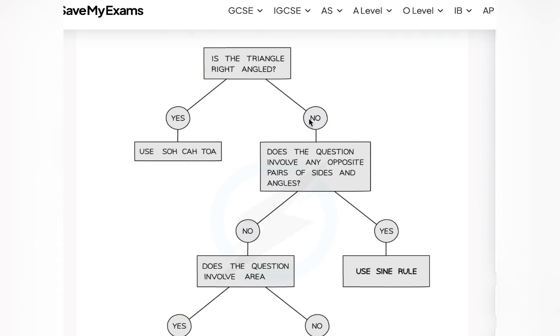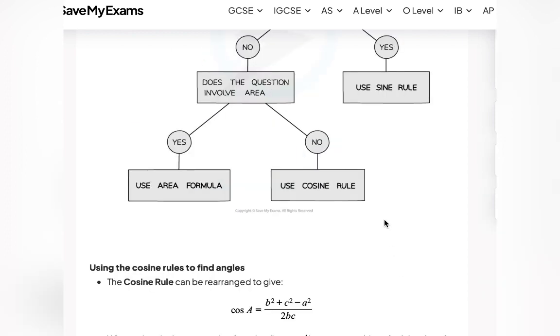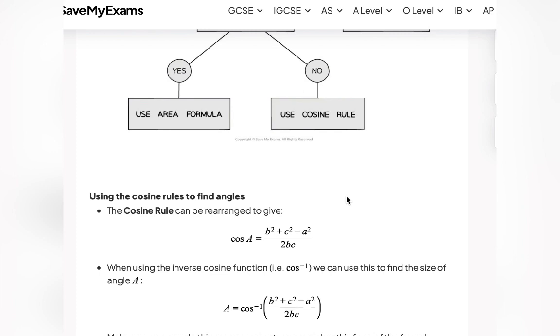Now, if the question is not a right angle triangle, you ask yourself, does the question involve any opposite pairs of sides and angles? If yes, you just use the sine rule. So these are the conditions for the formula to use, and these are the conditions for how to calculate the area. Now, using the cosine rule to find angles.